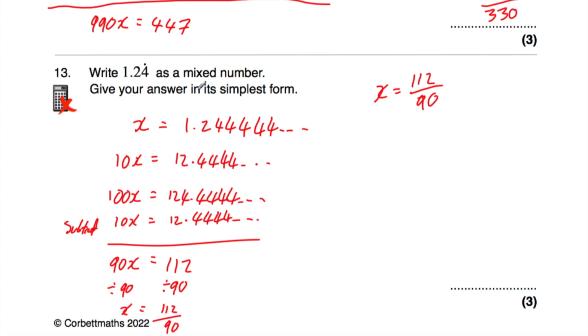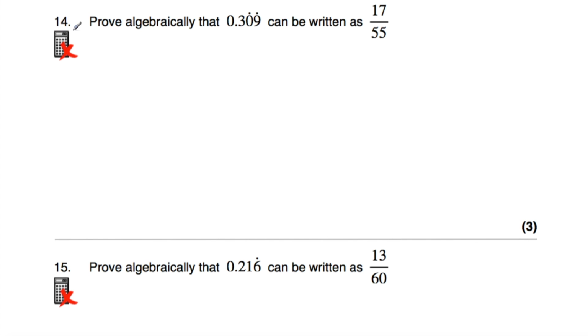Now we want to write this as a mixed number and in its simplest form. So let's write it as a mixed number to begin with. So how many 90s go into 112? That would be 1, and our remainder would be 22. So it'd be 22 over 90. Now the 22 over 90 can be cancelled down. Let's start off by halving them, so dividing both of these by 2 would be 11 over 45. And that's it. So the answer would be 1 and 11 over 45, or 1 and 11 45ths. And that's it. Okay, let's have a look at question number 14.